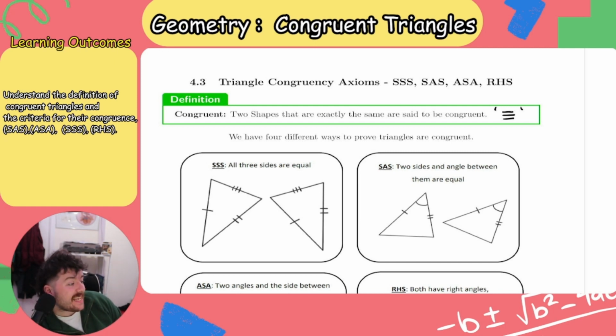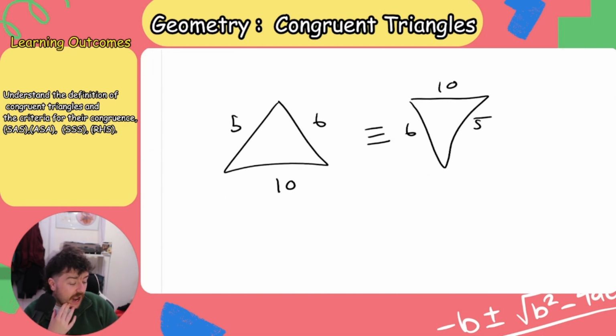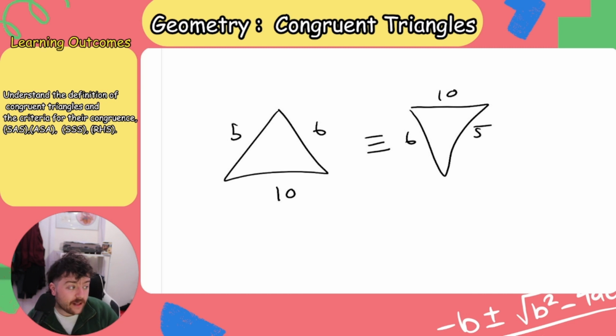So what is congruency? We say two shapes are congruent if they are exactly the same. For example, here I have two triangles. The left triangle has sides 5, 6, 10. The right triangle has sides 5, 6, 10. Only difference, the right one is flipped upside down. They are the same triangle, just a different orientation. So therefore, we can say they are congruent with each other.